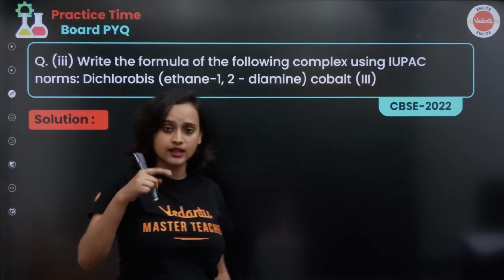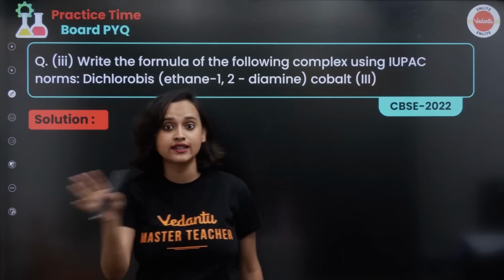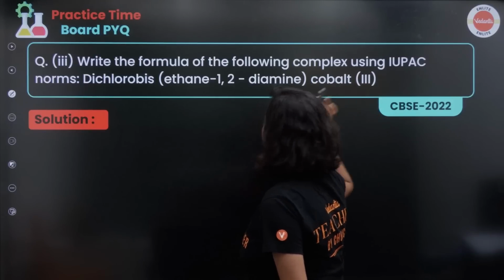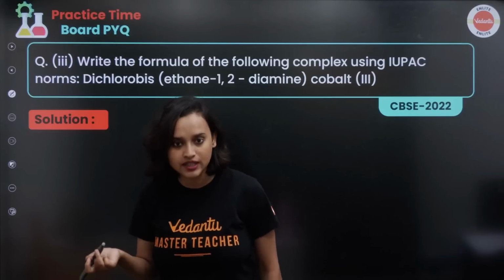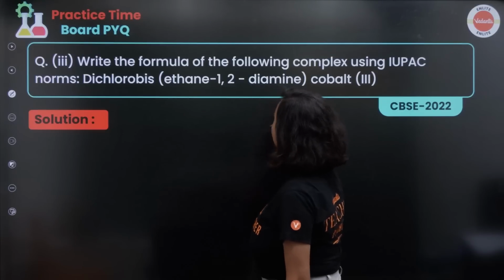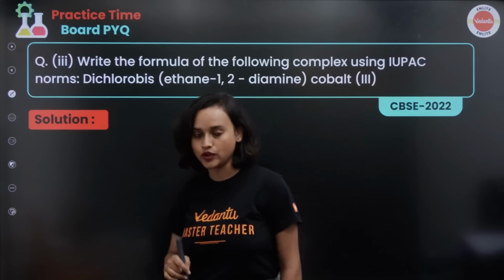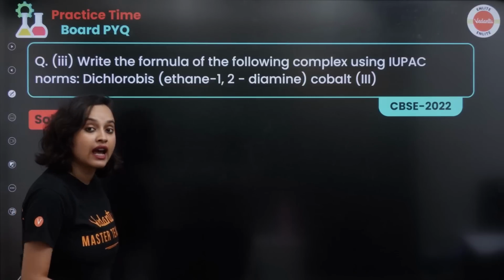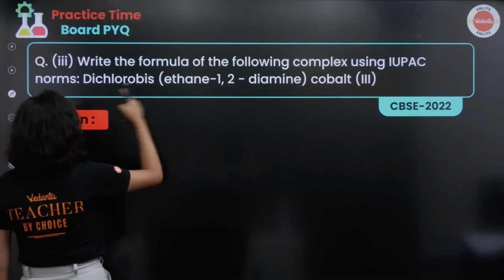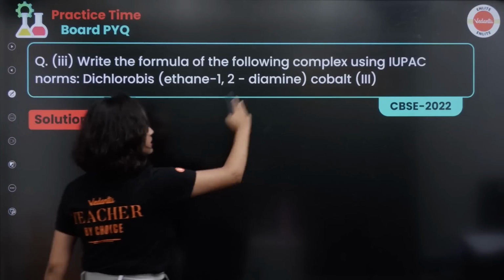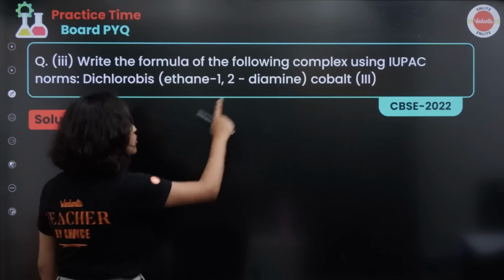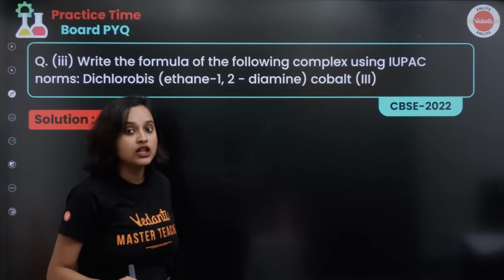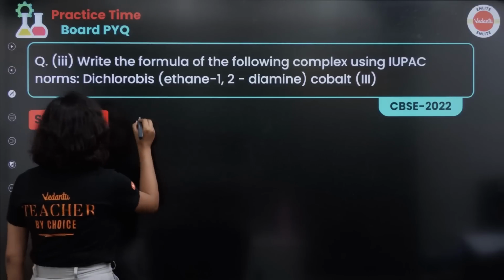Now let's move on to the next question. We're not going to waste a single minute. Write the formula of the following complex using IUPAC norms: dichlorobis(ethane-1,2-diamine)cobalt(III). The first thing we are going to do is start with the cation. Here everything is cation because there is no counter ion written in the IUPAC name. We have to write down the formula. The name is already given.